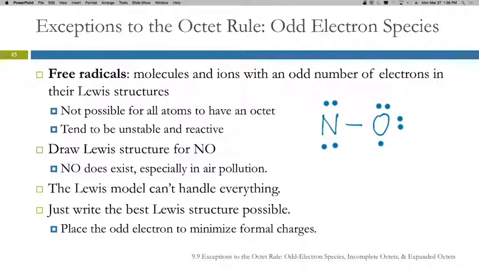Okay, well, nobody has an octet. We can do better than that. Let's share a little more here. Nitrogen has an octet, oxygen doesn't. But we can't make everybody happy. We could, though, draw it a little differently and put the odd electron over here on the nitrogen and the 2 lone pairs on the oxygen.